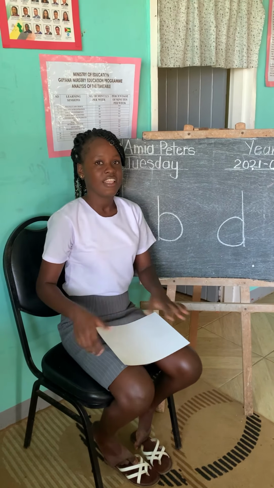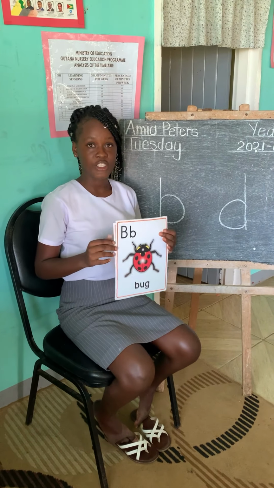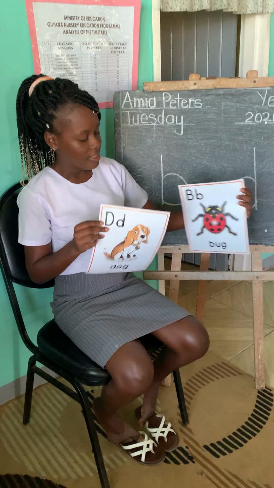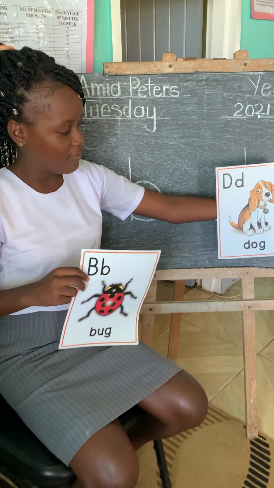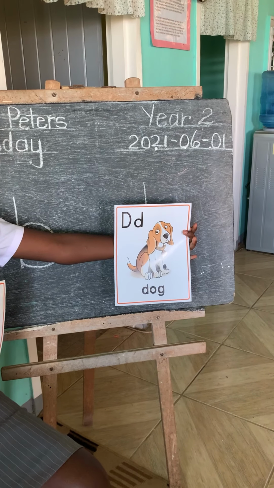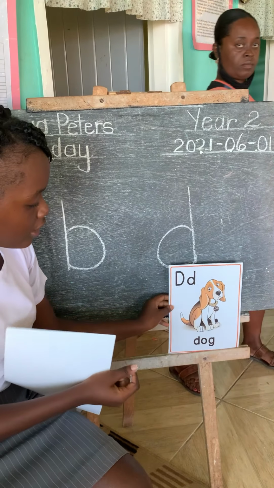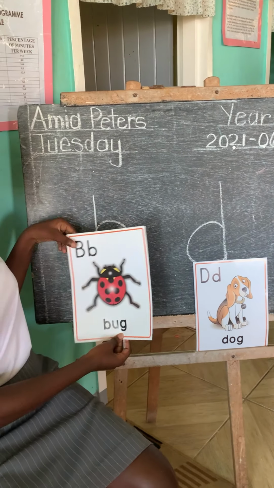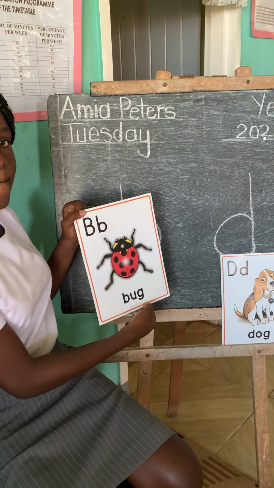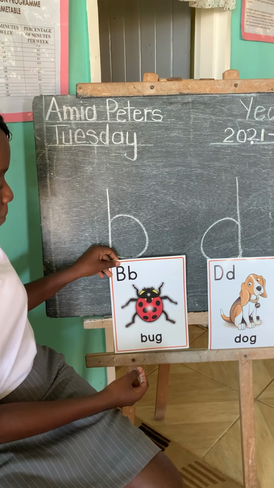Very good. Now, here in my hands, I have two pictures. Here I have the picture of a, can anyone tell me? This is the picture of a dog. Very good, a dog. And here I have the picture of a bug. Very good, Stephanie. This is a bug.